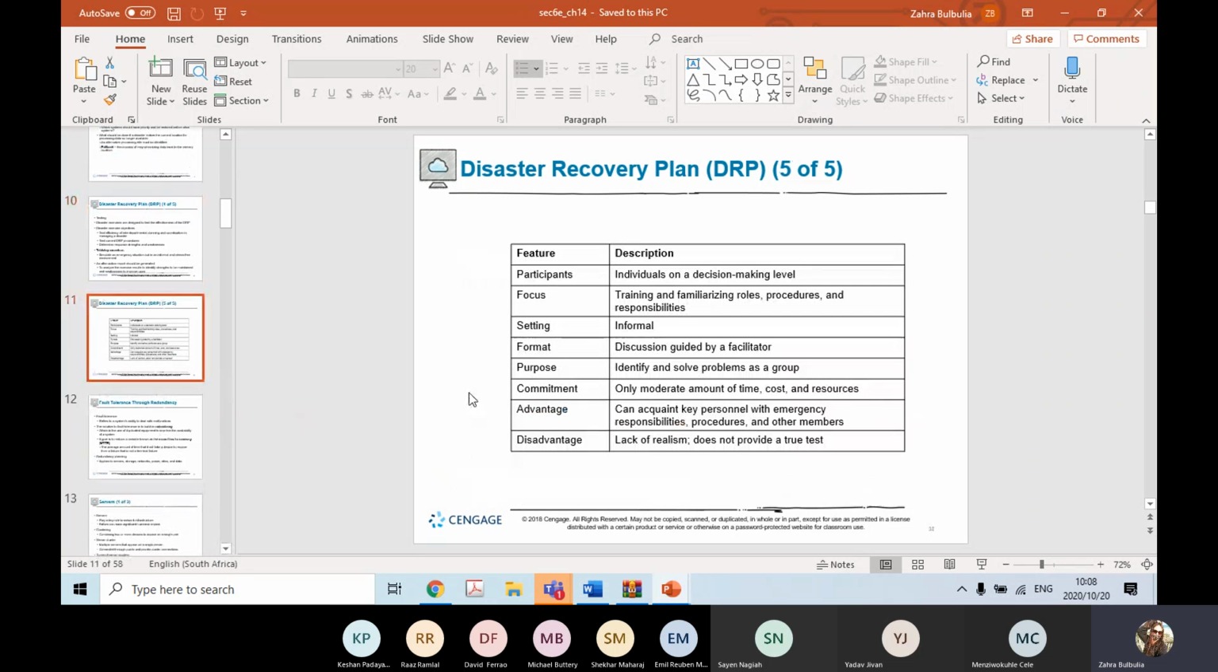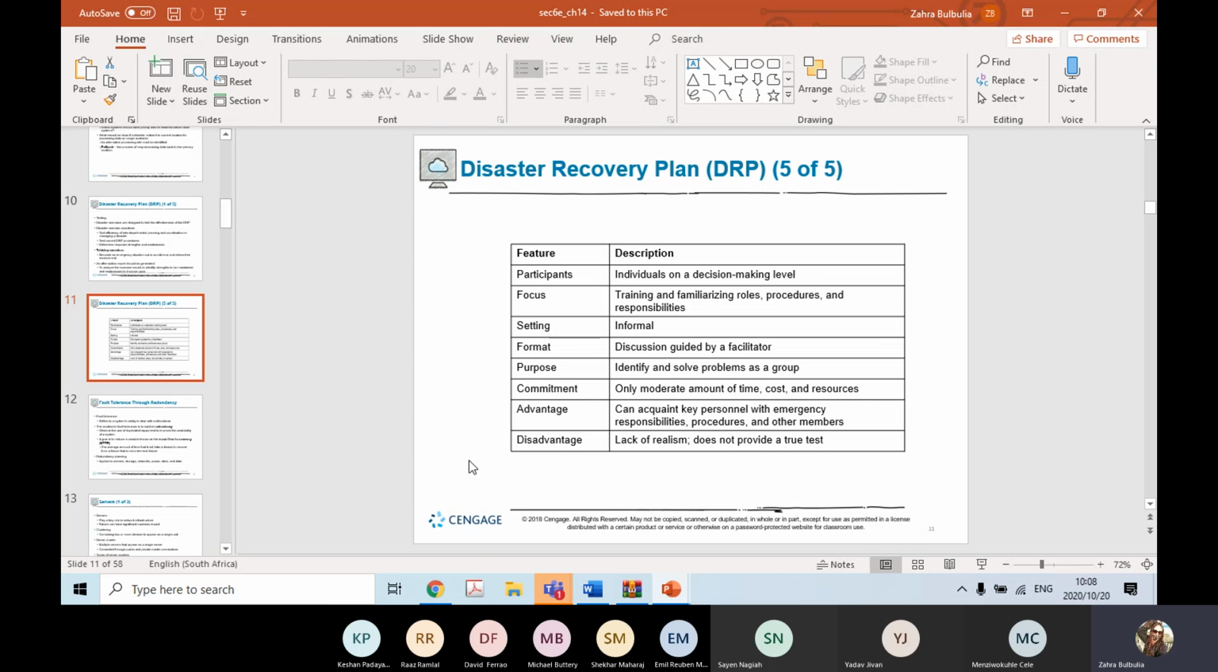So yes, in your disaster recovery plan, you're looking at who are the participants that are going to be involved on the decision-making level. You're going to focus on training your disaster recovery team in an informal setting, of course, discussed by a facilitator. The facilitator, by the way, can be somebody from your disaster recovery team. You're going to identify problems as a group. And basically, the advantage of all of this is that it can acquaint key personnel with emergency responsibilities.